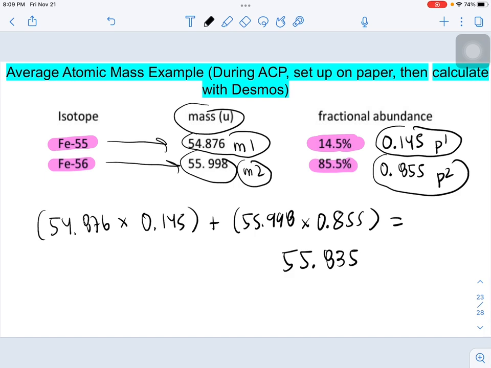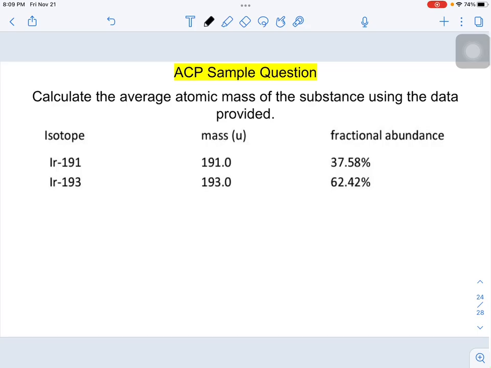I'm just going to round it off. And the units are going to be atomic mass units. But the most important thing is that number. So that's how we do average atomic mass. Go ahead and do the ACP sample question. Good luck, and we'll go over this when we get back.